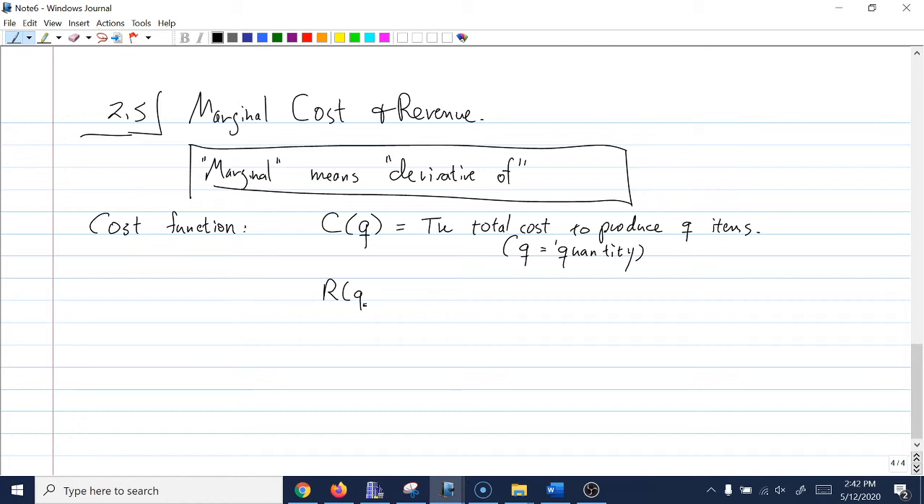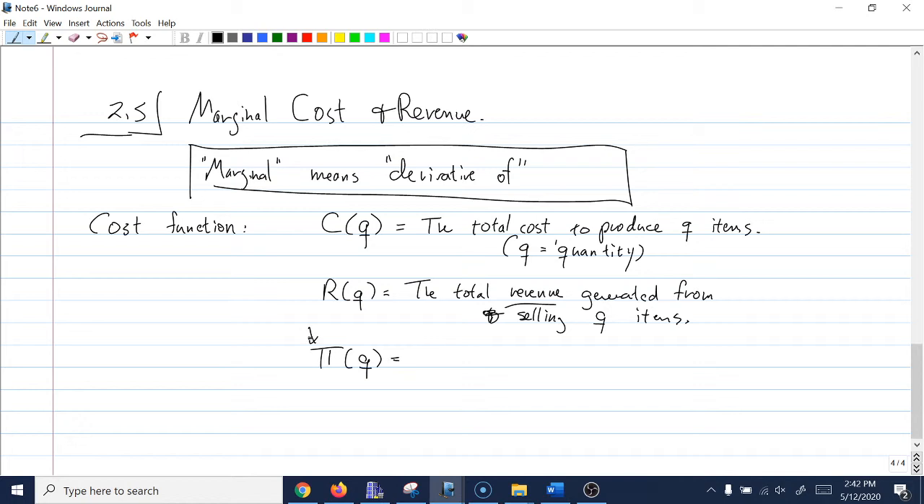And R of Q is our revenue function. This is the total revenue generated from making and selling Q items. Or I guess the making part doesn't make the revenue. Total revenue generated from selling Q items. That's cost, that's revenue. If you've taken any business class, you know that after I write down cost and revenue, I'm going to talk about profit.